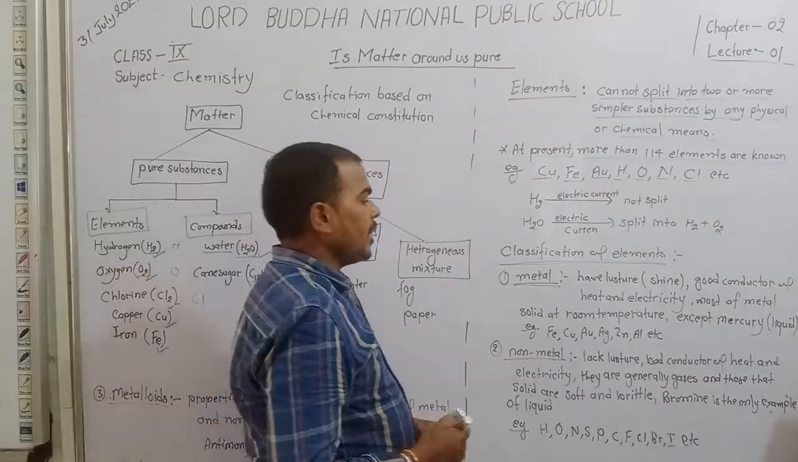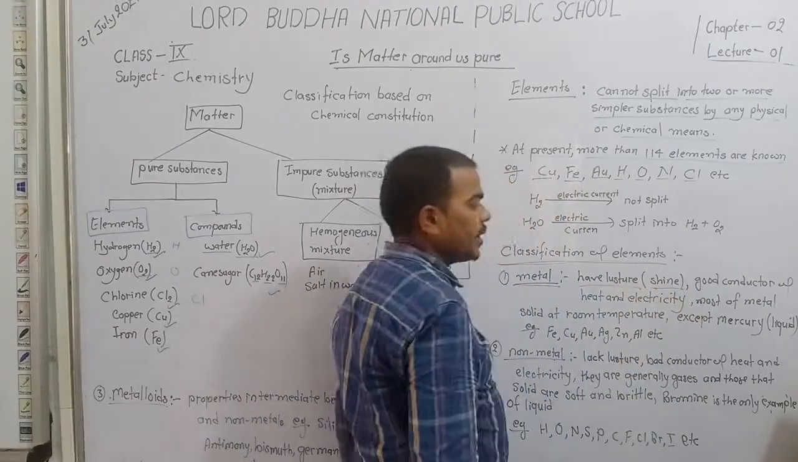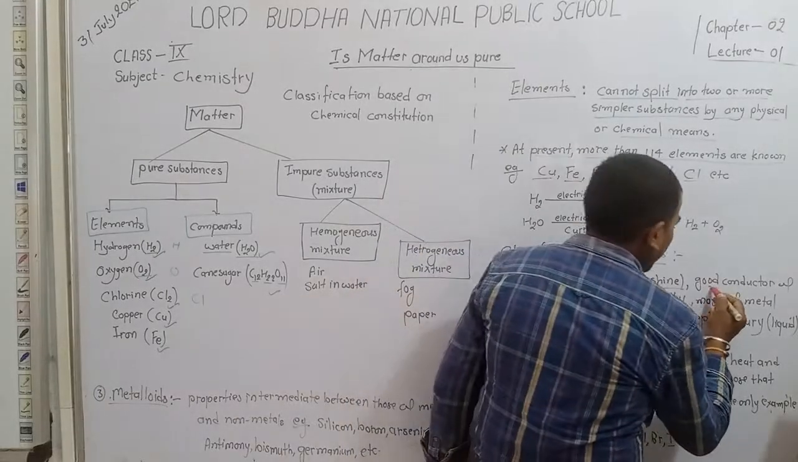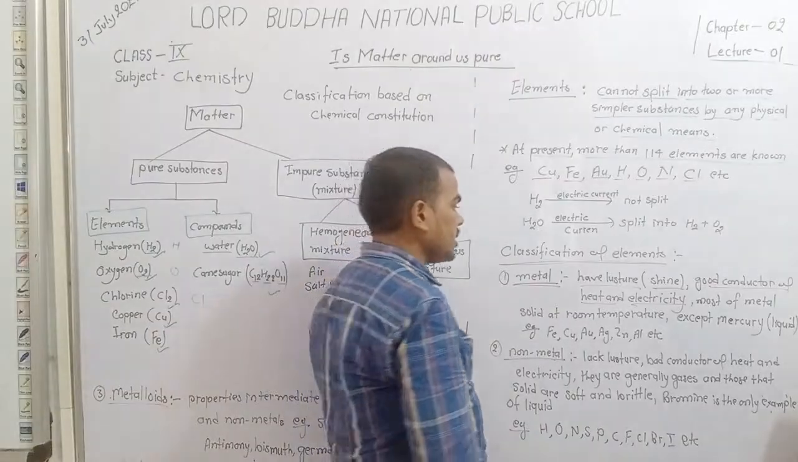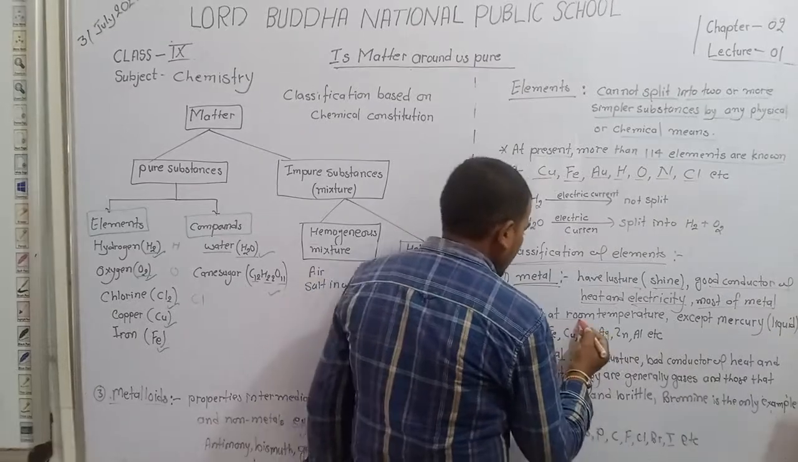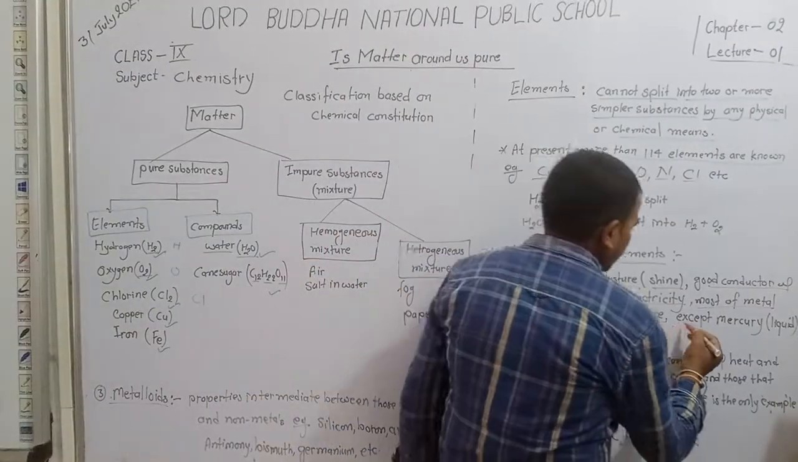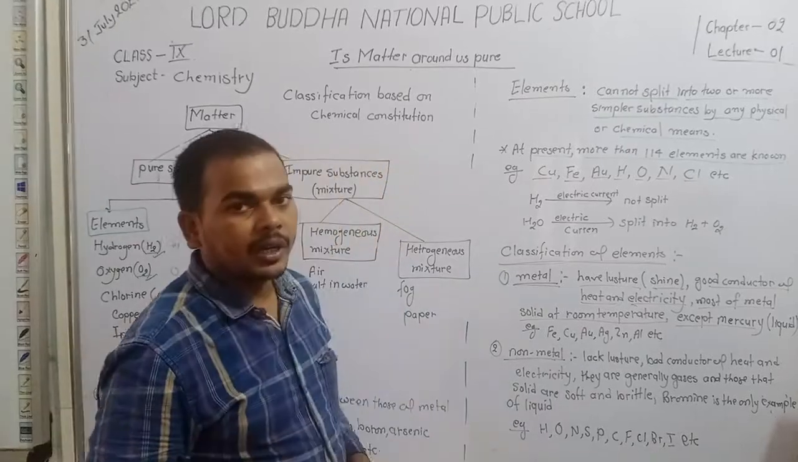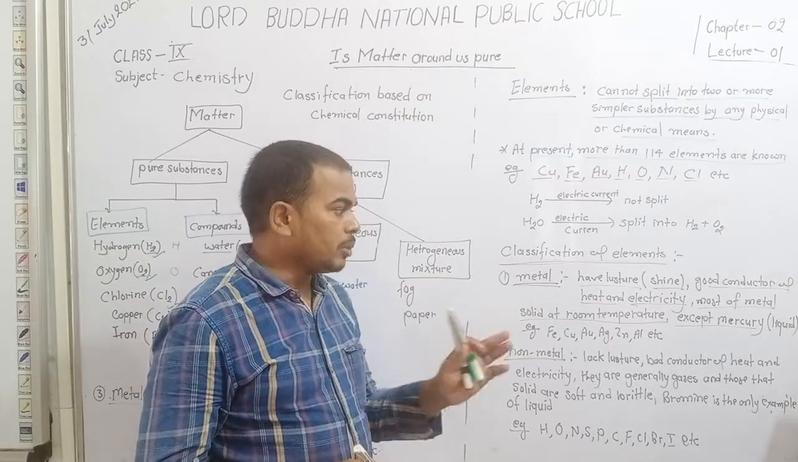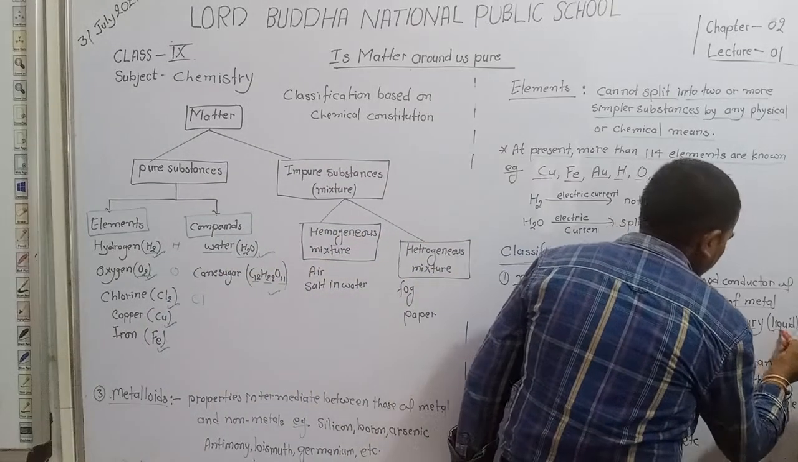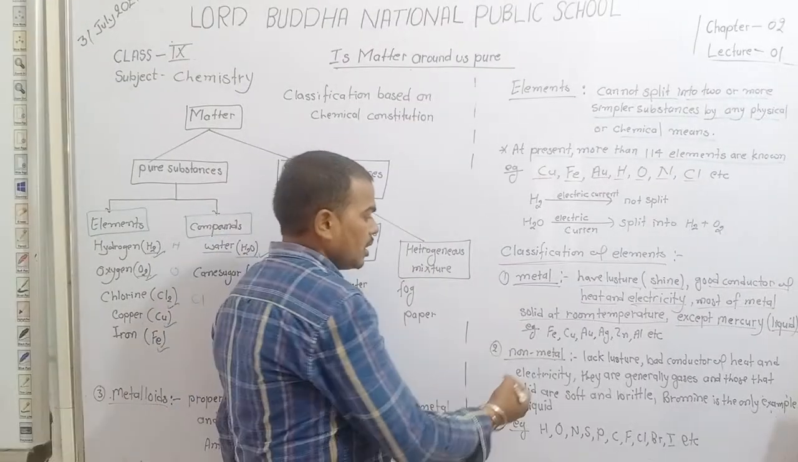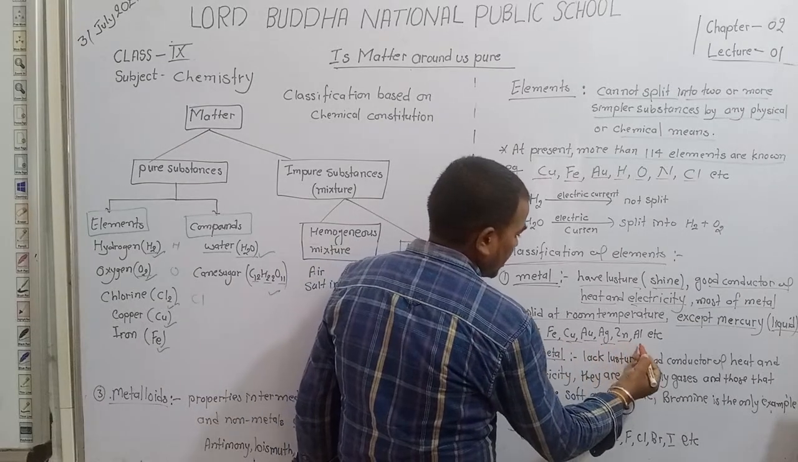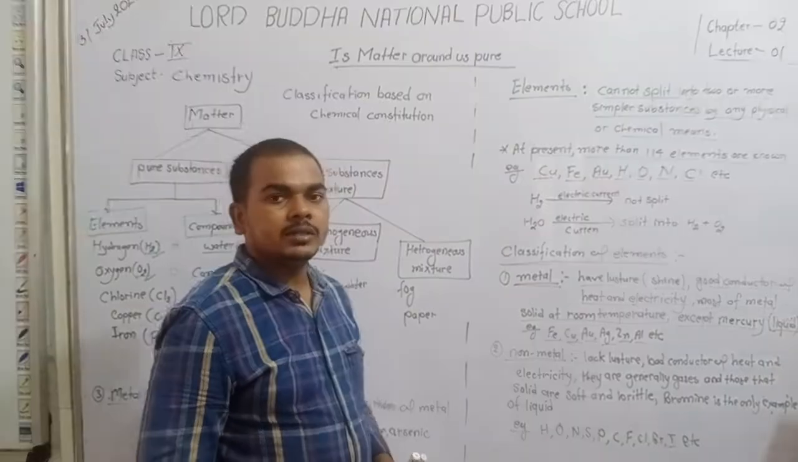Metals have luster, luster means shine. Metals are good conductors of heat and electricity. Most metals are solid at room temperature, except mercury. Dear student, mercury is a metal, but it is not a solid. At room temperature it is obtained in the form of a liquid. Examples of metals are iron, copper, gold, silver, zinc and aluminium.